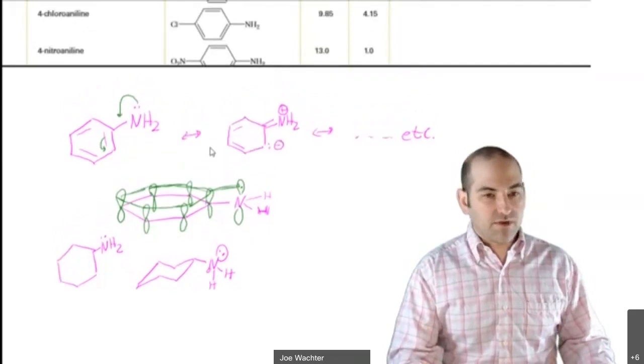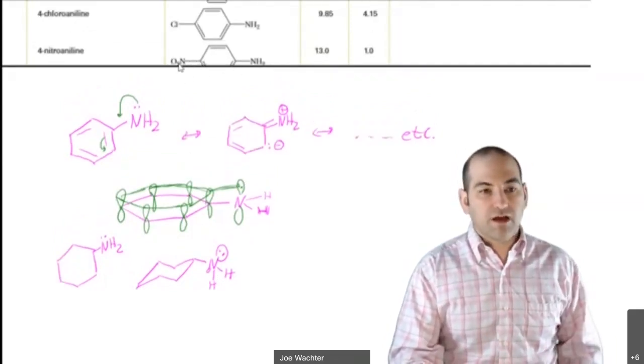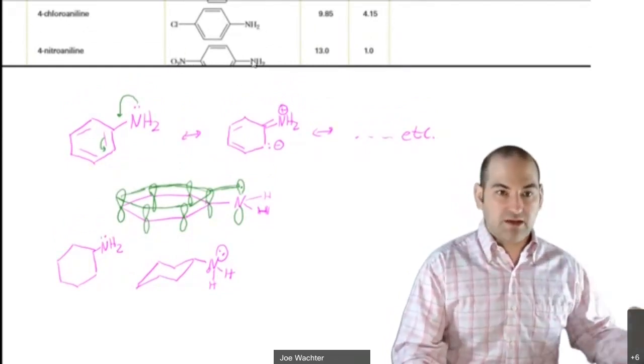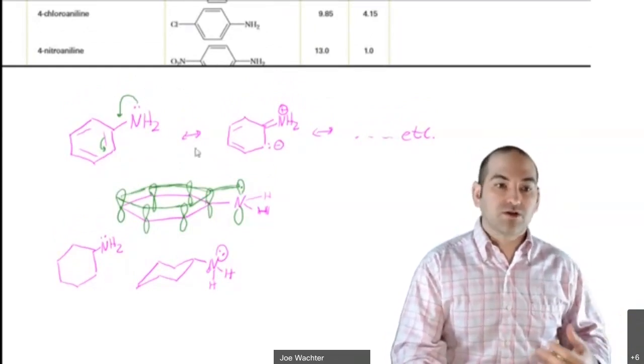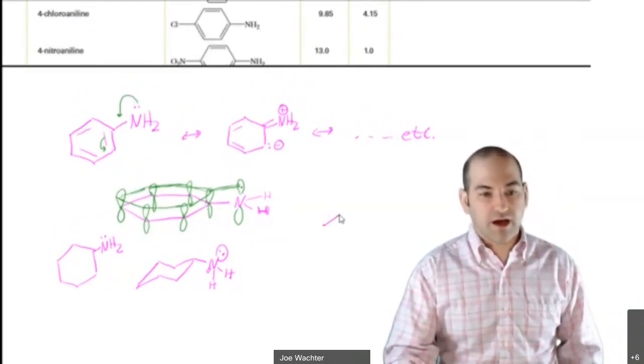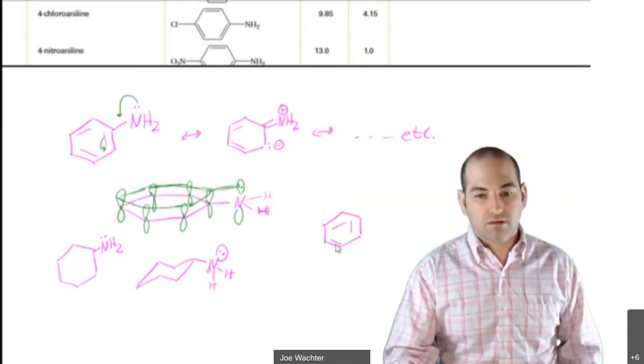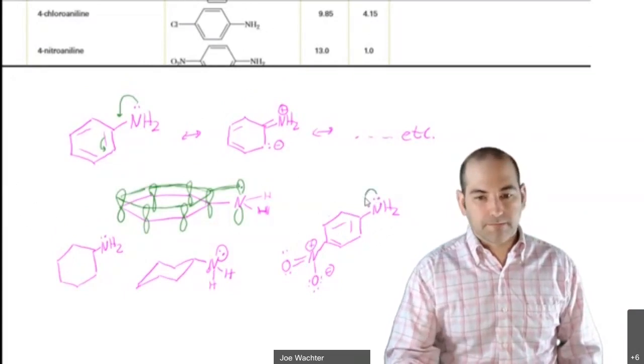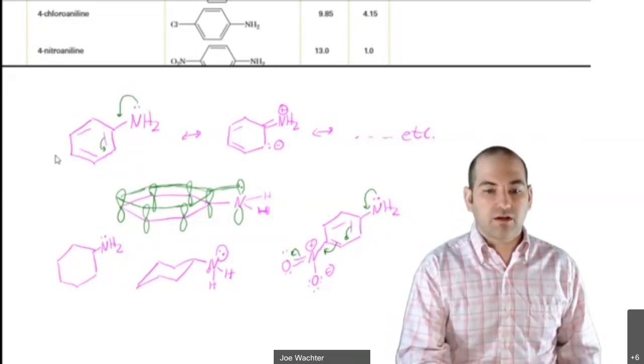The reason I gave you the hint of the nitroaniline here, same thing. If we have an electron withdrawing group on benzene, on the other side of benzene, then we're going to be withdrawing those lone pairs all the way over to the nitro group and even more resonance. So let's take a look at that. So here's our nitroaniline. We can draw a resonance like this that brings that lone pair all the way back to the oxygen.